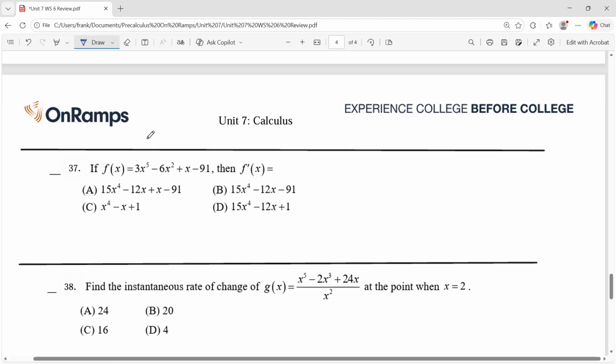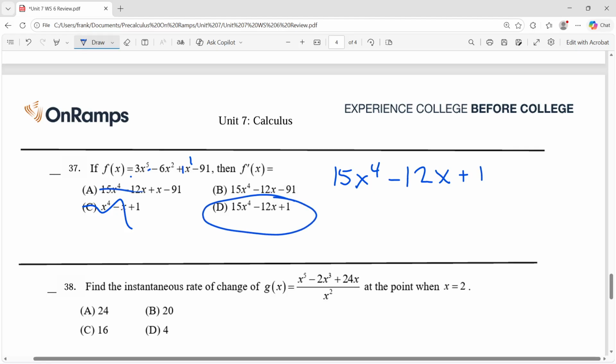What does this say? If all of this is a function, then what is f prime of x? Well, 5 times 3 is 15. 5 minus 1 is 4, so 15x to the 4th. 3 of them have that. And then 2 times 6 is 12, so minus 12. 2 minus 1 is 1, minus 12x. Well, good, we've eliminated c. Well, that's good, better than nothing. And then this is x to the first, so 1 times, this is a 1 in front of it. 1 times 1 is 1. 1 minus 1 is 0, so plus 1. And that's it. All right, so this is out and this is out.